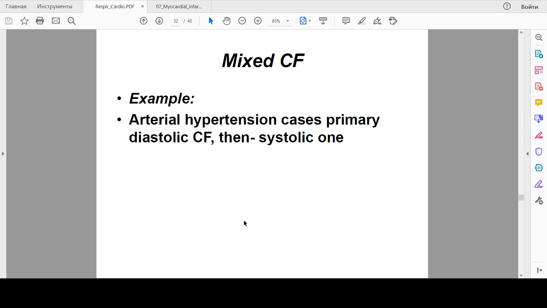Mixed type. It happens potentially in arterial hypertension. Primarily, it is diastolic cardiac failure. But if we think a bit, if diastole is insufficient, so filling is insufficient too, but systole depends on filling. The less filling is, the more systole drops. So finally a mixed type happens. Systolic problems are added here, which happens in arterial hypertension.